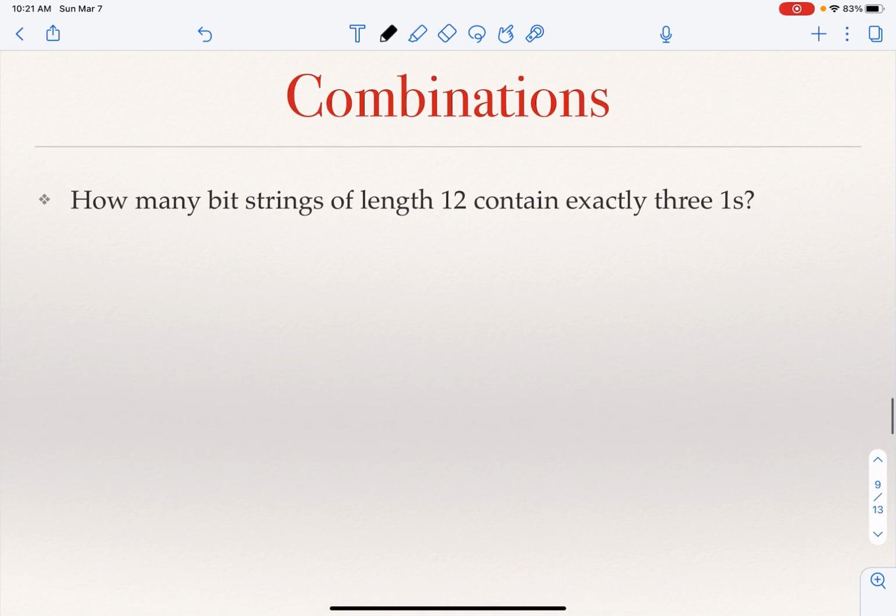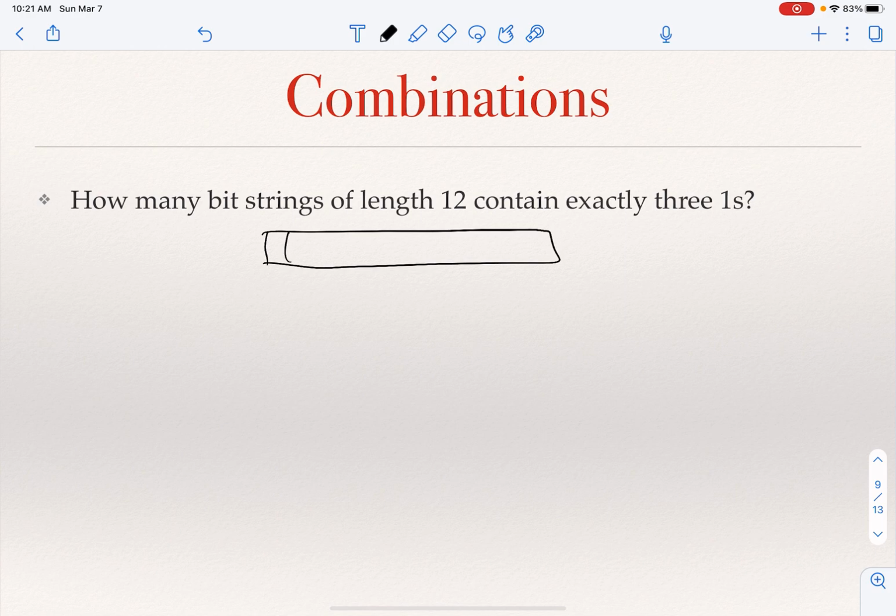Let's look at an example here. How many bit strings of length 12 contain exactly 3 ones? So what are we saying here? We have a string of length 12, positions 1, 2, 3, up to 12. We want to have exactly 3 ones. Basically we are saying, find me the number of ways I can choose 3 positions for the ones here. So I could say, for example, put 1 here and 1 here and 1 here.